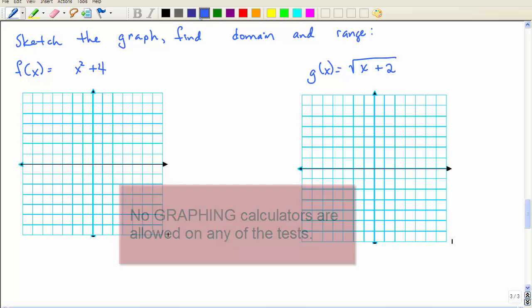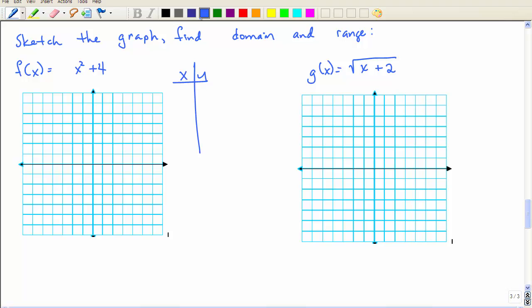So if I just wanted to make a table of values, well, first of all, what is the domain of that? I know since it doesn't have a square root or fraction, it's all real numbers, meaning I can pick anything I want for x. So I think I always like to start with 0 because it's easy. So I would get 4. And let's see, how about 1? So 1 squared plus 4 is 5. And how about negative 1? Well, if I square that and add 4, I get 5 as well. And let's try one more. So 2 squared is 4 plus 4 is 8.